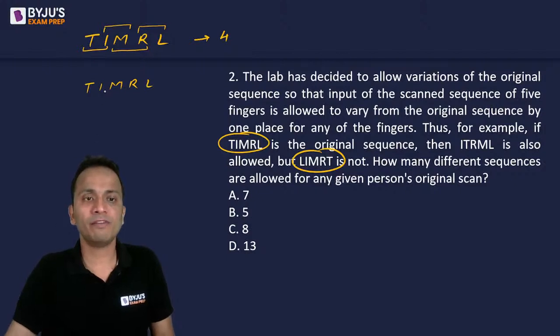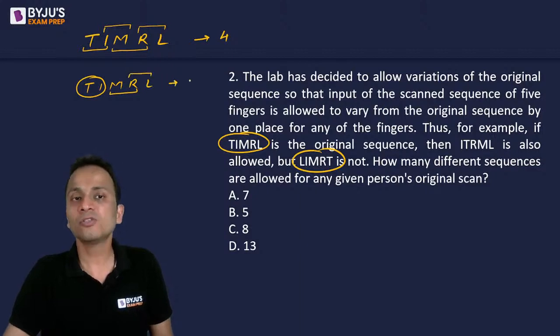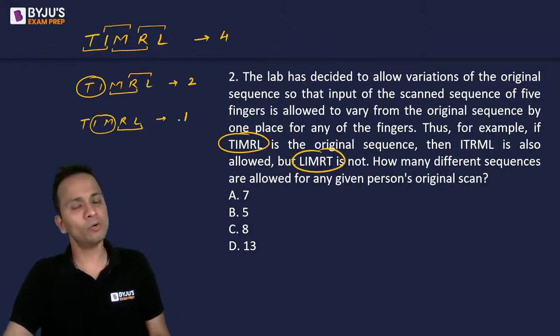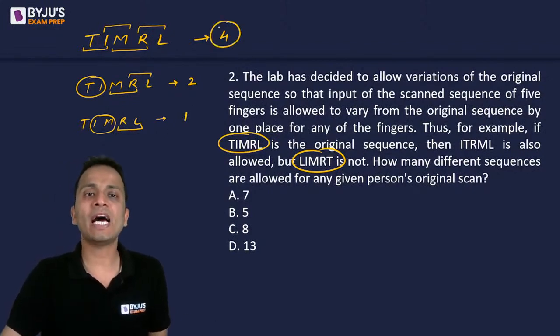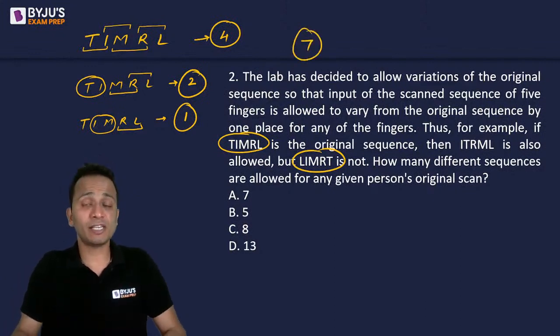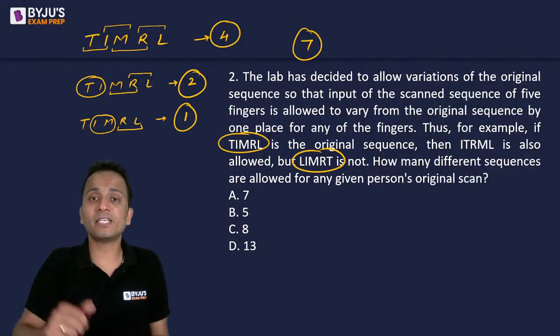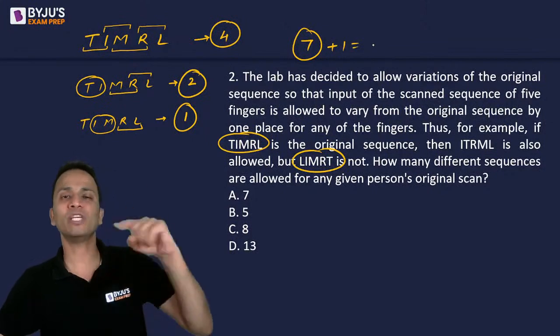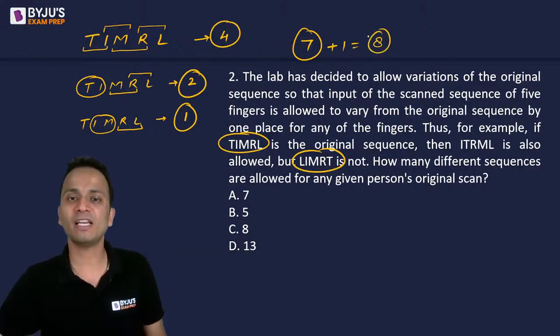So first of all, if I select this couple, I can select MR or I can select RL. So this can be done in two ways. Okay, right? Then again T I M R L. If I select this pair, then I can select only RL. So another one. Okay, there is no other possibility. So I have 4 plus 2 plus 1, 7 variations, 7 different sequences which are incorrect but allowed. And then we'll add 1, because the original sequence is also allowed. So the final answer should be 8.